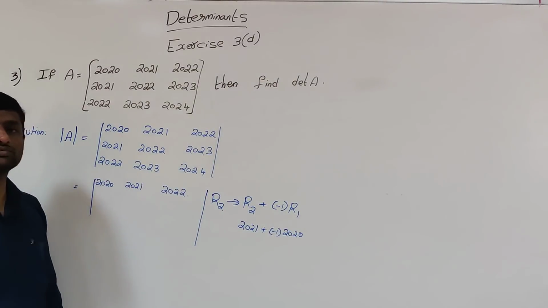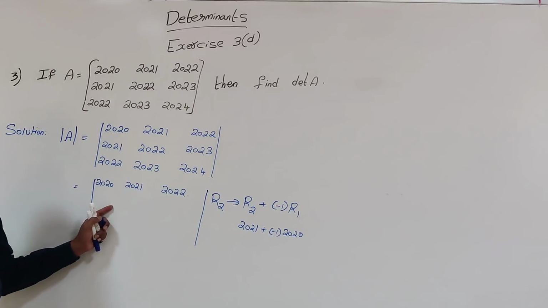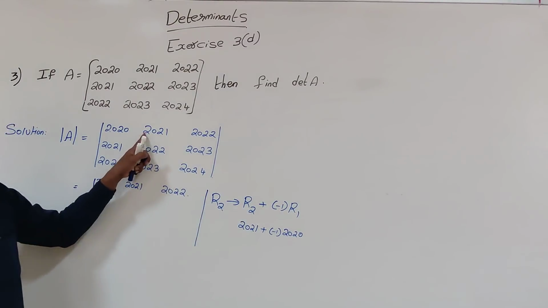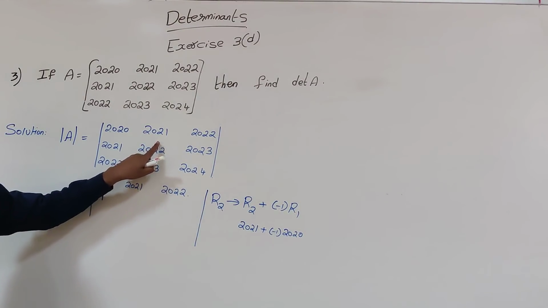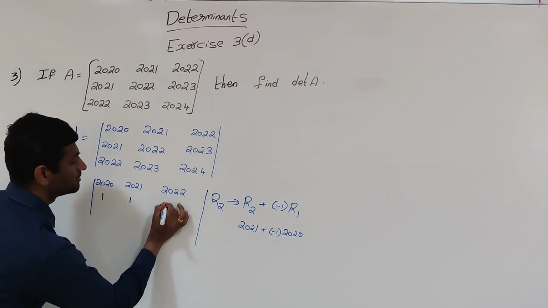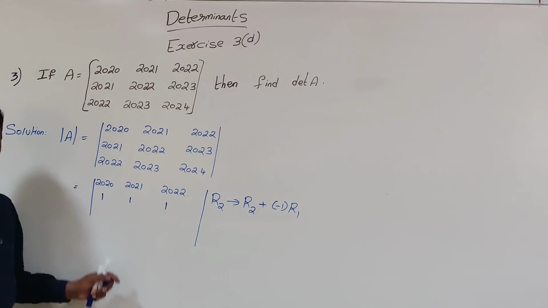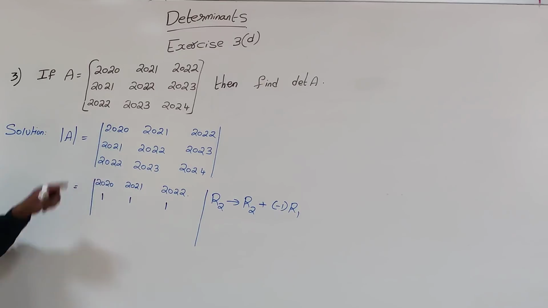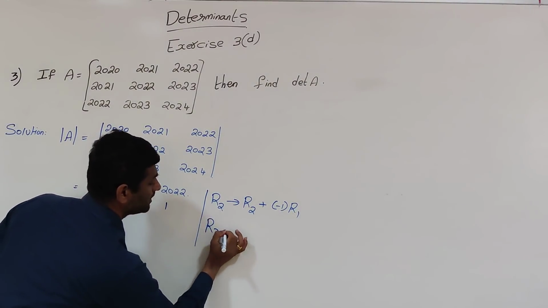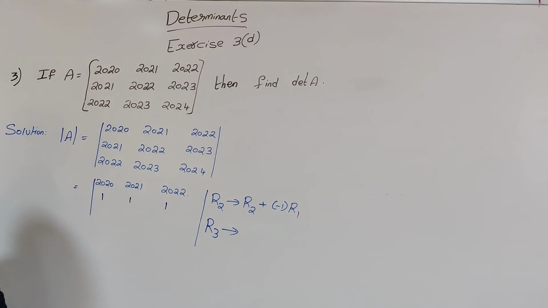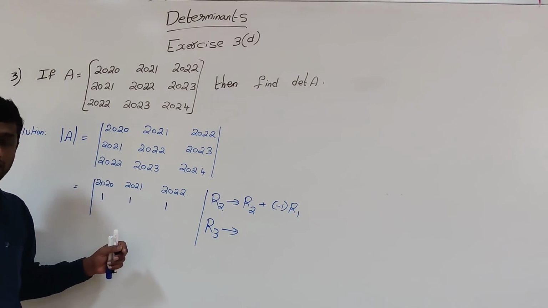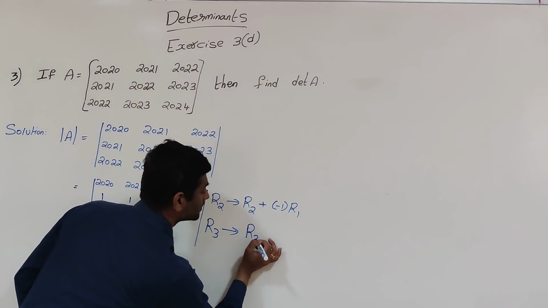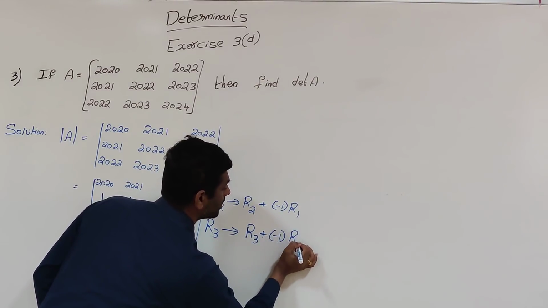So what will be the value? Yes, it is 1. Similarly, 2022 plus minus 1 times the corresponding element 2021, so it will be again 1, and similarly the last is also 1. So the determinant does not change. Similarly, if you observe row 1 and row 3, the elements of row 3 are added with again minus 1 times R1. R3 plus minus 1 times R1.